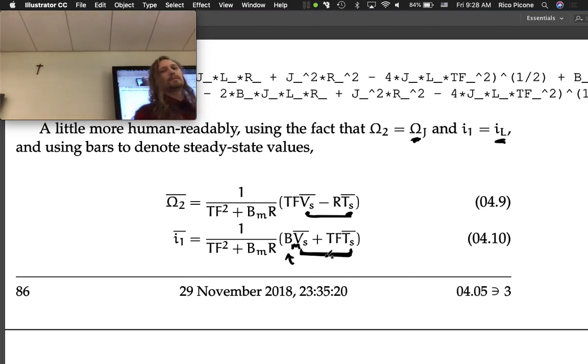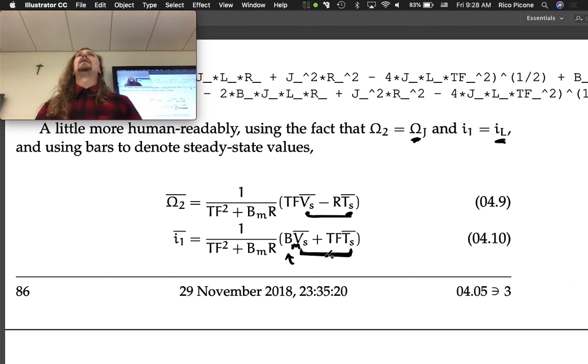So these are going to be two of the motor curves, effectively. These two solutions will be two of the motor curves. And we're going to dig into that now.